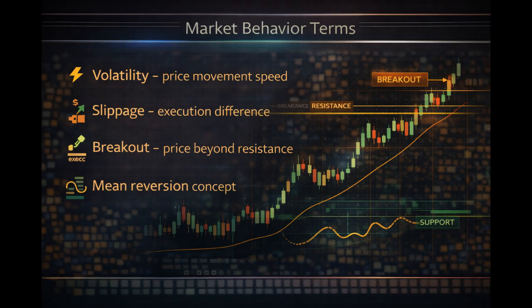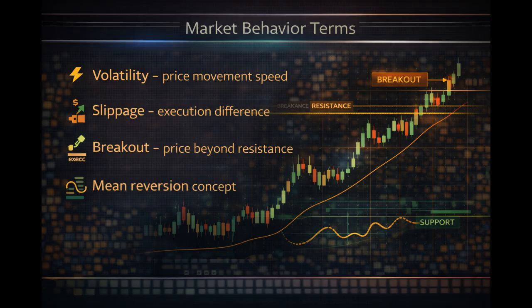Volatility. Volatility refers to the degree of price fluctuation in a financial market over time. High volatility means prices move rapidly and unpredictably, while low volatility indicates relatively stable price movements. For example, cryptocurrency markets such as Bitcoin often experience high volatility, where prices may move several hundred dollars within minutes. Volatility creates both opportunities and risks for traders. High volatility can generate large profits but also increases the potential for losses.